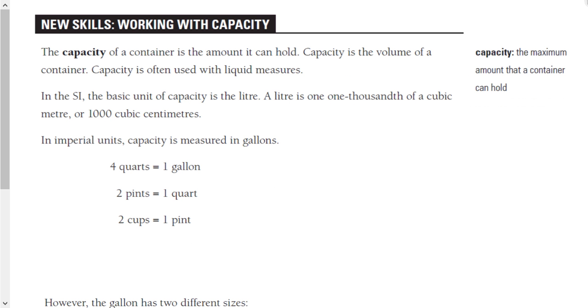Now we're going to work with capacity. Capacity is the amount it can hold. Volume is the amount of space that it takes up. So this is how much the container can hold. In SI, the basic unit of capacity is the liter, which is 1/1000th of a cubic meter, or 1,000 cubic centimeters.